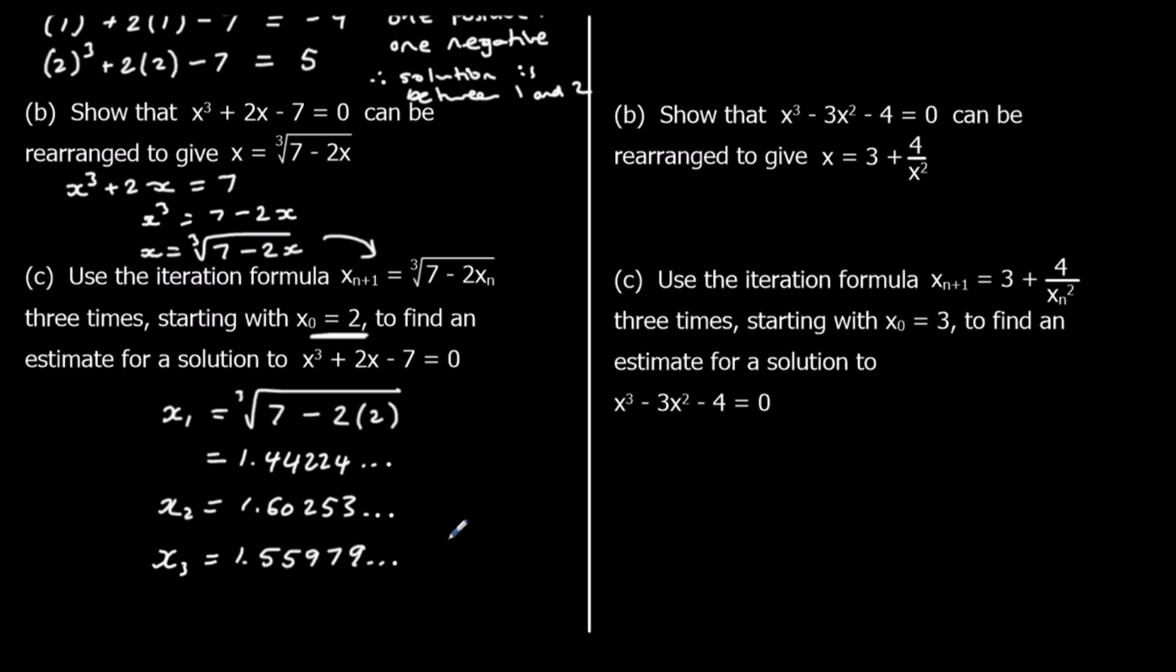So we've done it 3 times, so we could either leave our answer as this or round it to 2 decimal places. Either way, we've done it 3 times, and that is now our estimate for the solution to the equation. Every time we do this, the answer will get closer and closer to the actual solution.